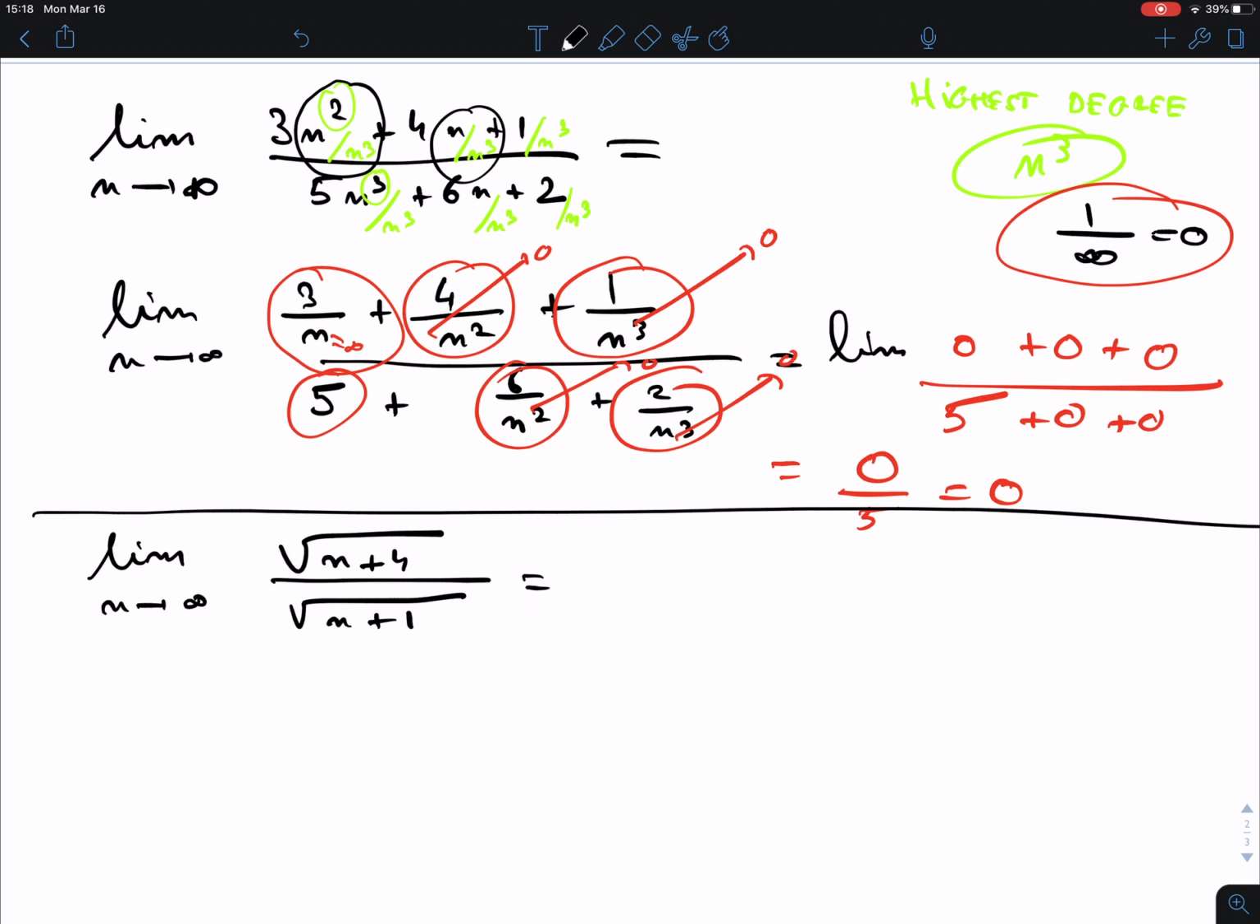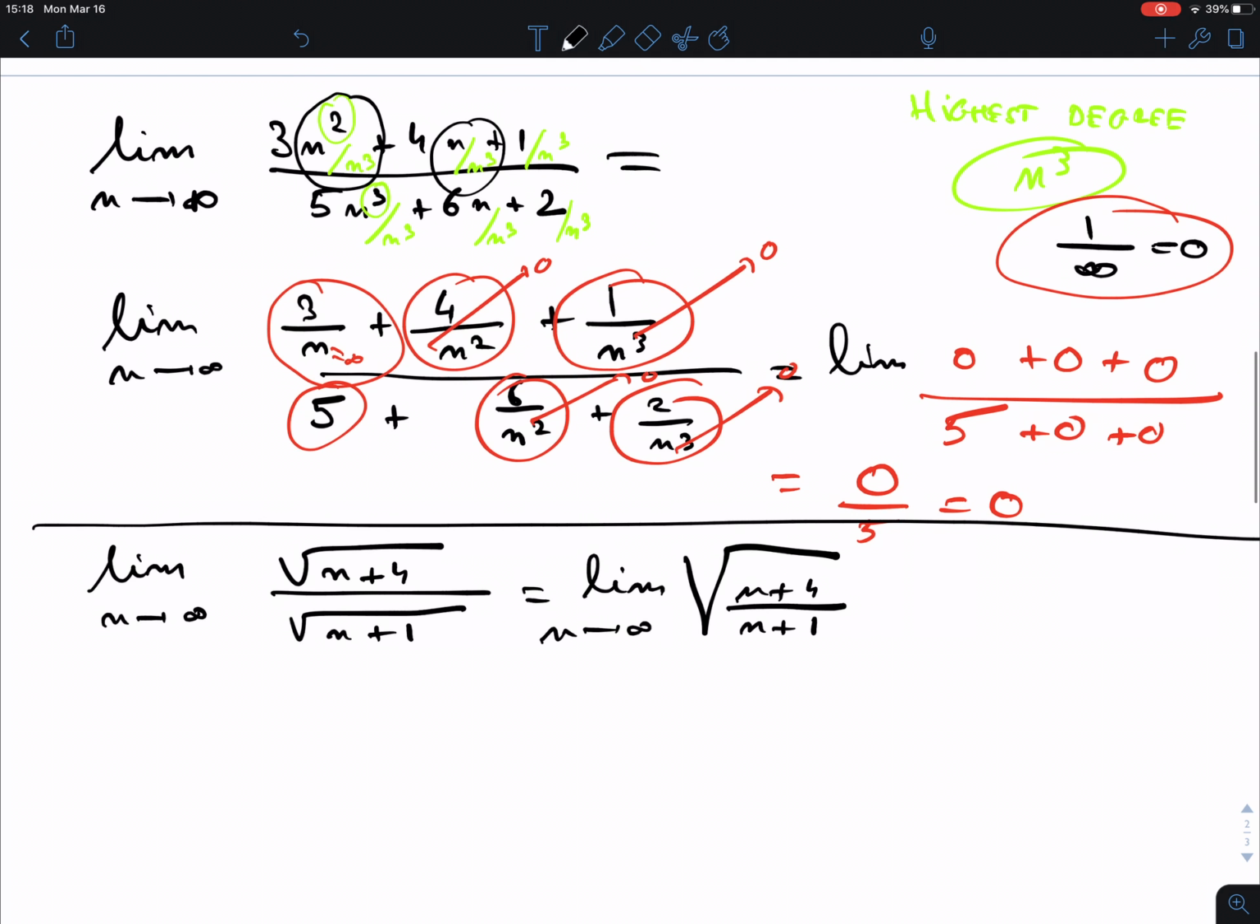But what we can do is take the radical of the whole thing, bringing the fraction inside the radical. The rule is that if you take a radical of a fraction, it's the same as the radical of the numerator divided by the radical of the denominator. That is one of the rules of radicals. And then I can use a fact that we have also used a lot with limits: you can bring a limit inside a function. So it's the same as the radical of the limit of n going to infinity of n plus 4 over n plus 1.